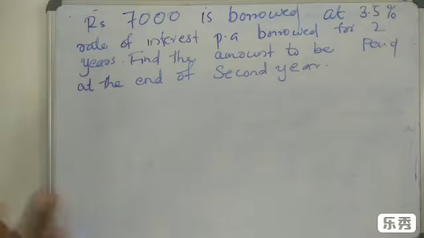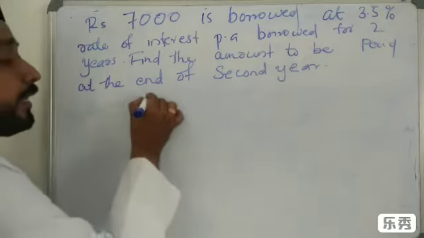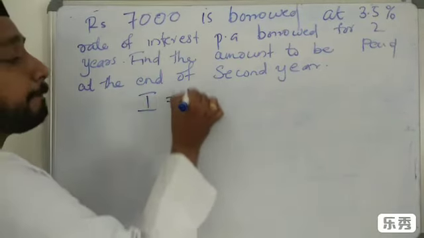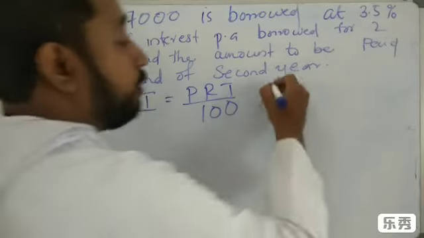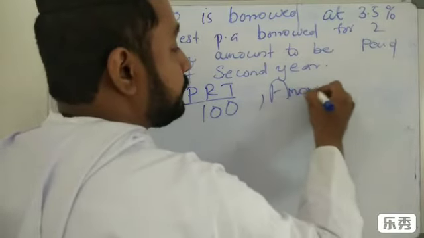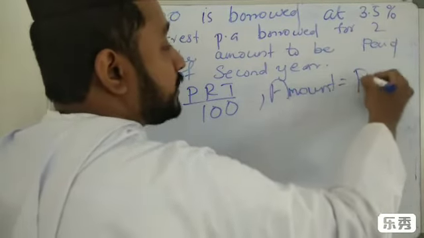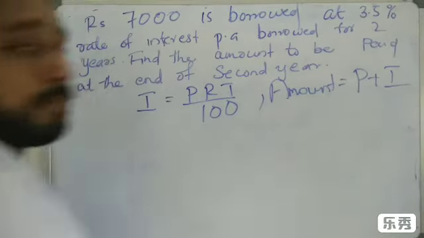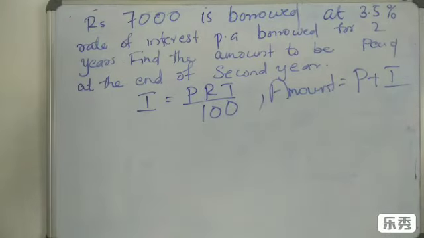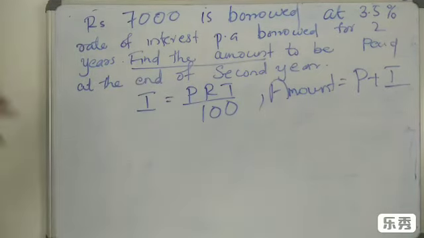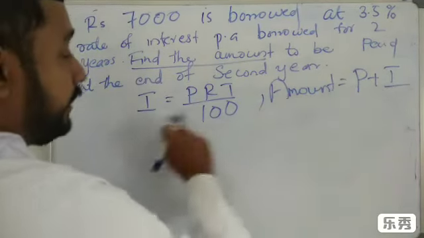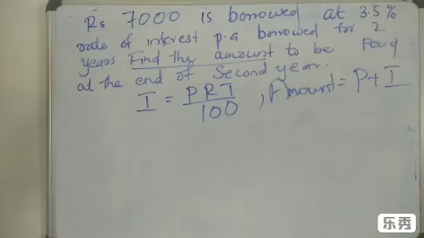So we have to find the amount. We have two formulas: interest I is equal to PRT by 100, and amount is equal to principal plus interest. That is the final amount. So we have to find the interest, then adding principal and that interest, we will get the amount we have to pay at the end of the second year. So first we have to find the interest.